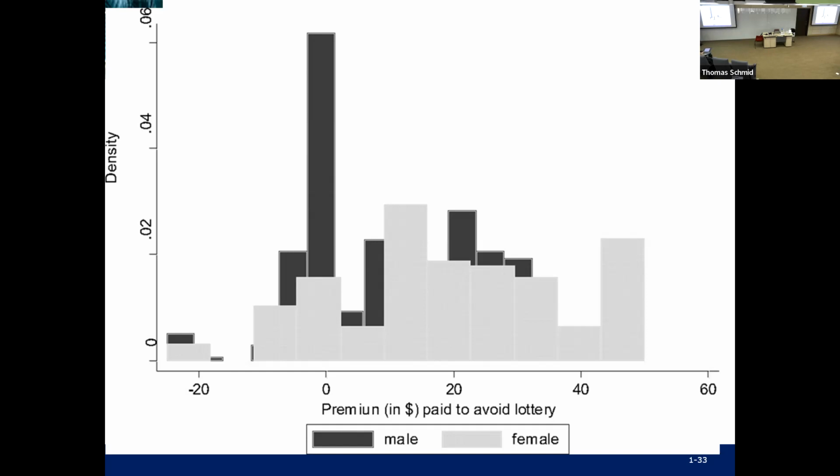I mean, there is a lot of variety. For both groups, there were some students who actually would be classified as risk loving because they have a negative risk premium. But female students tend to be, on average, more risk averse than male students, on average. But both groups have quite a lot of variability.